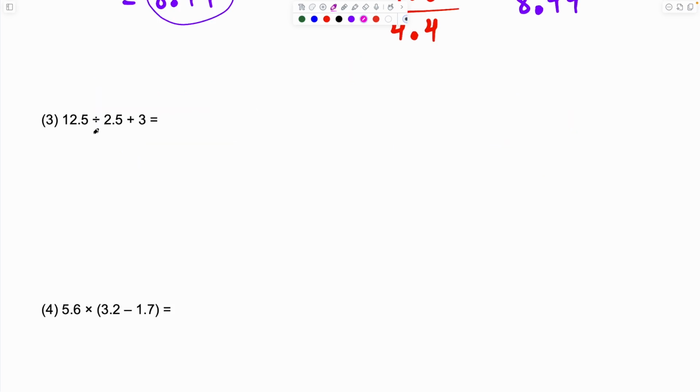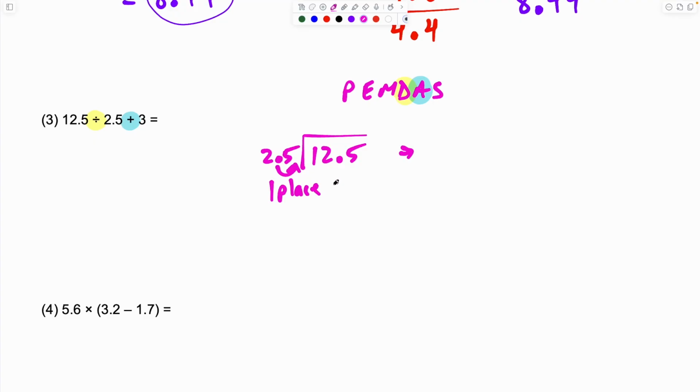Question 3, we have 12.5 divided by 2.5 and then plus 3. With order of operations here, we're going to look at the two operations happening: we have division and we have addition. So in this case, we're going to do the division first. First we're going to do 12.5 divided by 2.5. Remember the big idea from earlier: when we're dividing decimals, we want the divisor to be a whole number, so we move the decimal one space to the right. But if we move one space to the right, we have to do the same thing over here. So we can rewrite this as 125 divided by 25.